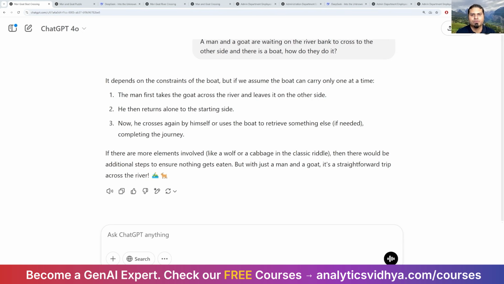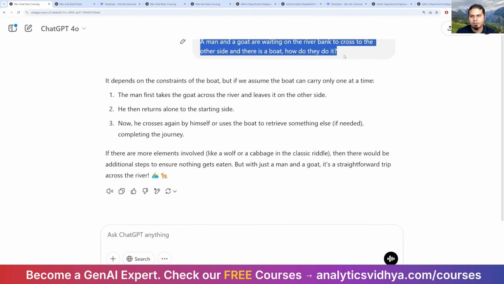So my problem is pretty straightforward. A man and a goat are waiting on the riverbank, cross to the other side, and there is a boat. How do they do it? Now, this is a pretty straightforward problem. If you think about it, even if I ask a child, they will obviously say that the man and the goat will get into the boat, and then they will cross from one side to the other side. That's it. It's a very straightforward problem.